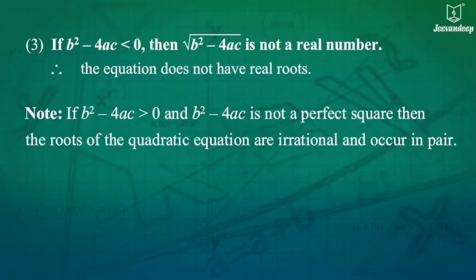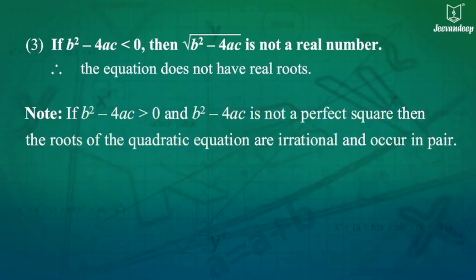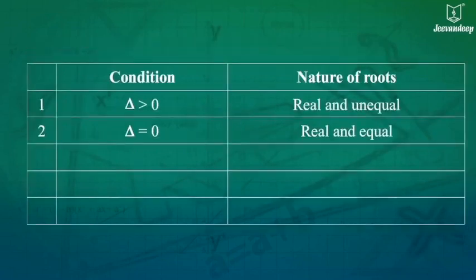Note, if b² - 4ac is greater than 0 and b² - 4ac is not a perfect square, then the roots of the quadratic equation are irrational and occur in pairs. The following table gives the summary of these results.